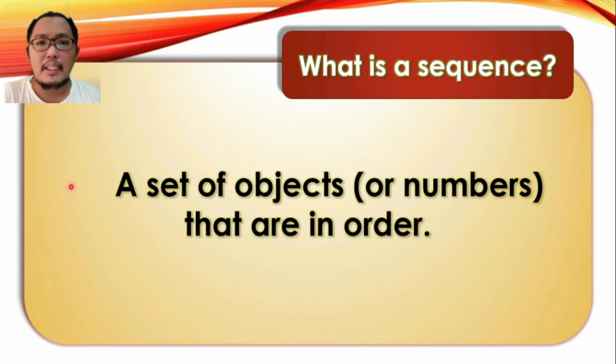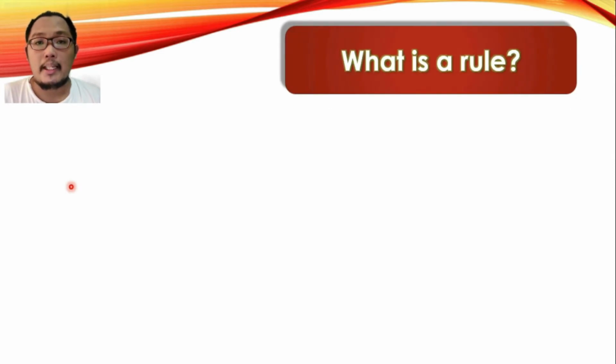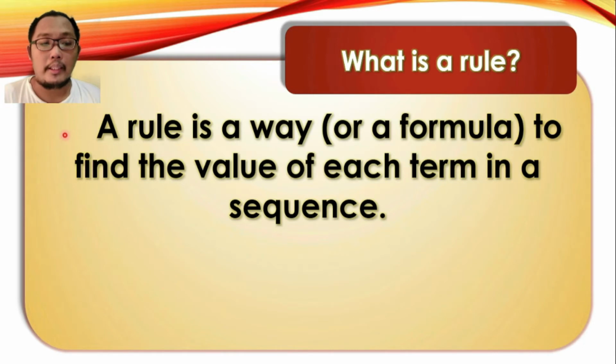And in our previous lesson, you also learned the different patterns observed in a certain list, which are said to be the rules of sequences. And what is a rule? A rule is a way, or sometimes a formula, to find the value of each term in a sequence. So in our previous lesson, all the explanations that we have given for each pattern are the rules of those specific patterns that we are now calling sequences.